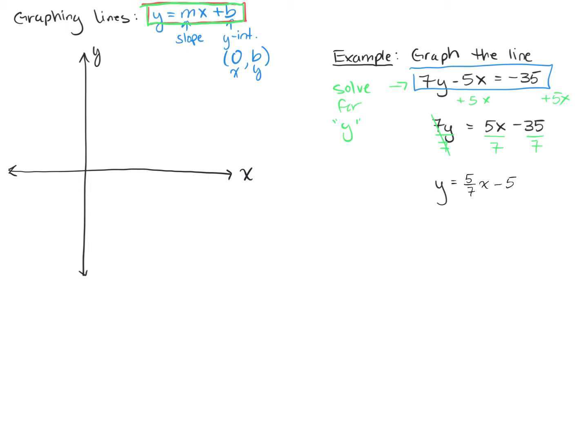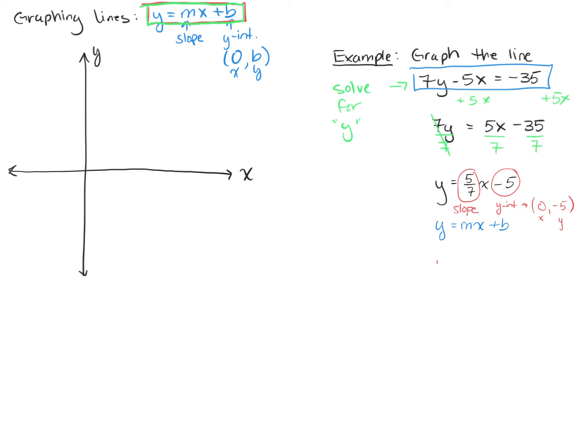So here, hopefully you can see that we've got the equation written in slope-intercept form. It's written in the form of y is equal to mx plus b, where here we can see that m is 5 sevenths, so that's the slope of the line, and that b value, negative 5, that's your y-intercept. And so we can write the y-intercept as a point, and that's the point (0, negative 5), where x is 0 and y is negative 5.